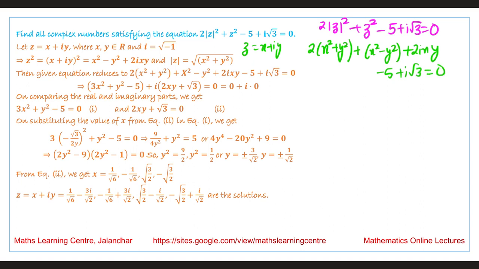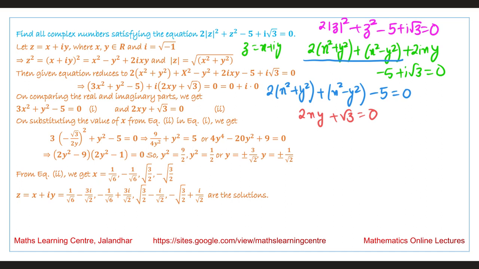So, if we equate the real and imaginary parts over here, the real part is 2 times x square plus y square, this term if we look at, it is plus x square minus y square minus 5 is equal to 0, and the imaginary part we have over here is 2xy plus root 3 is equal to 0. So, this first equation will become 3x square minus y square minus 5 is equal to 0.